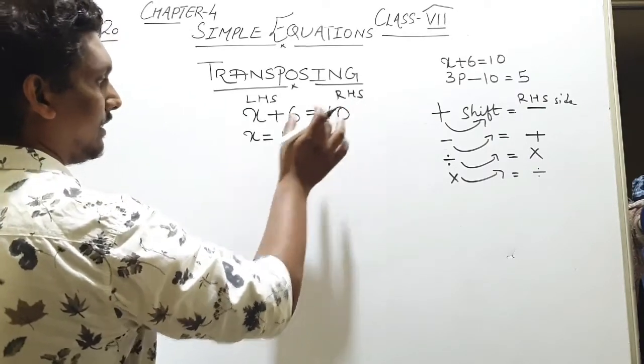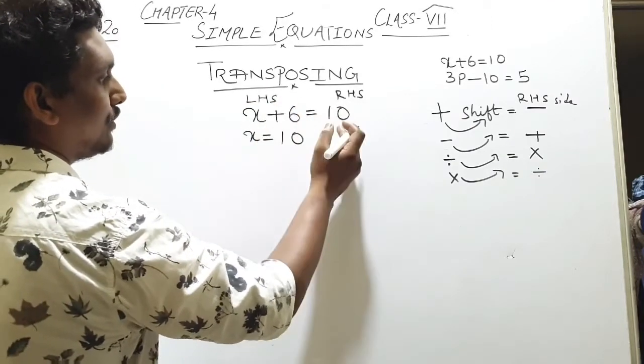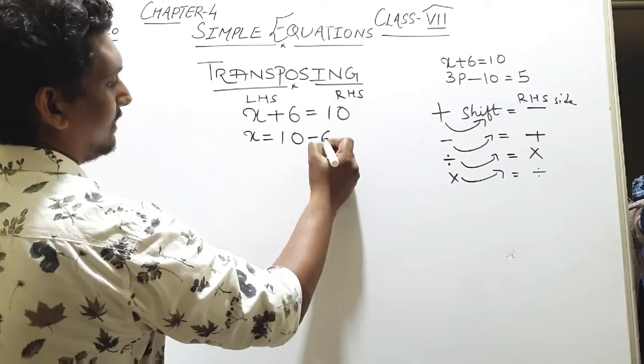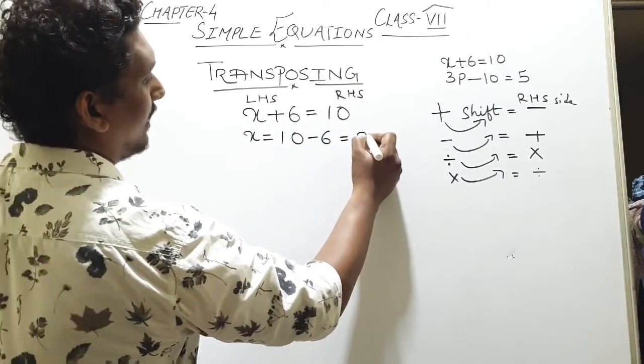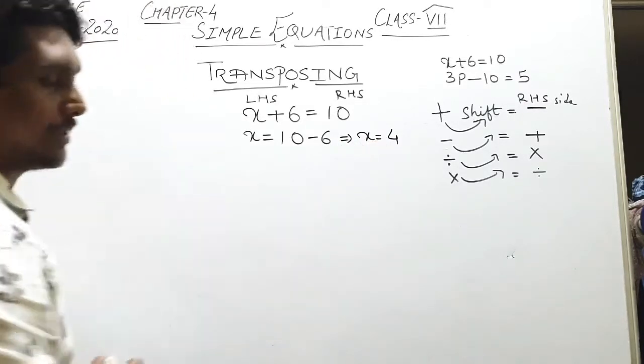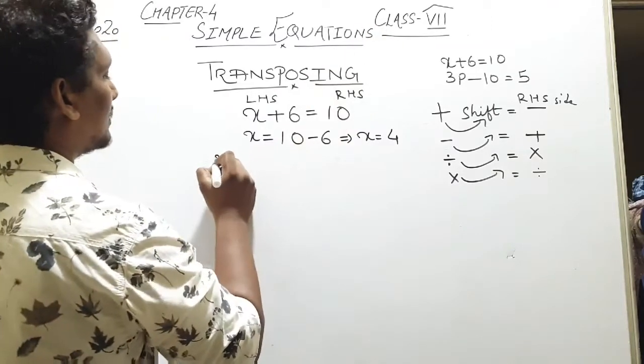First you have to write this 10 here, then whatever you are shifting, that value should come this side, right? So plus 6 will become what? Minus. So here x is equal to 4.